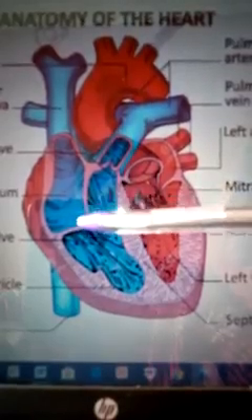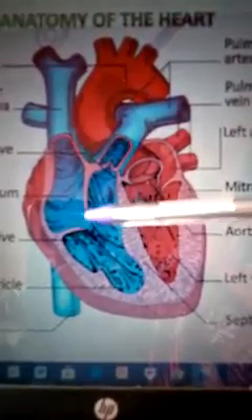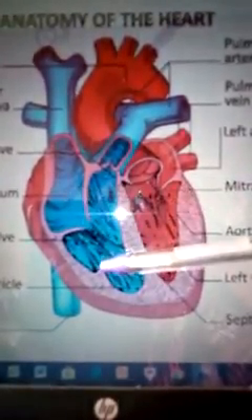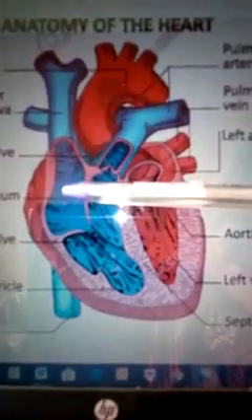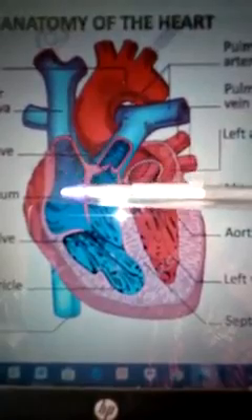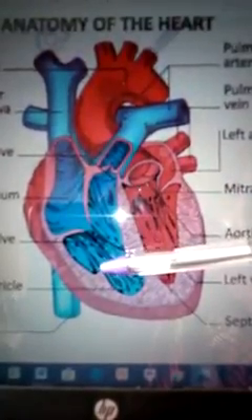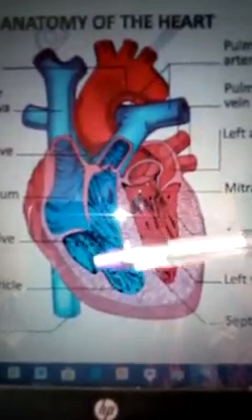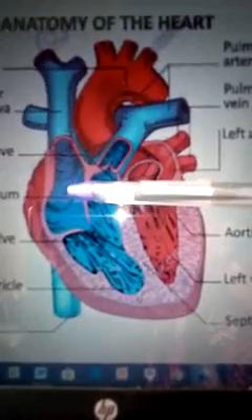Tricuspid valve ensures that blood does not flow back from the ventricle to the auricle. It only allows blood to flow from the auricle to the ventricle. So in summary, you say the tricuspid valve prevents backflow of blood.